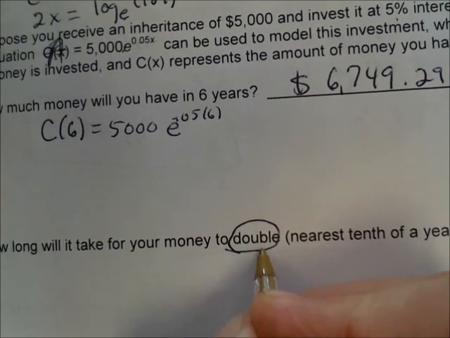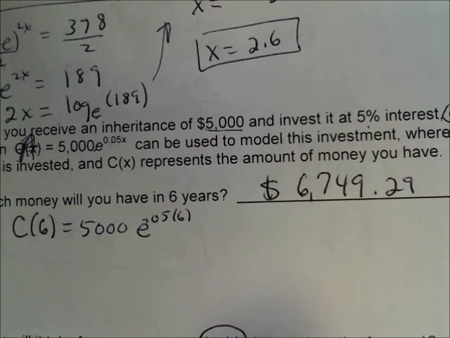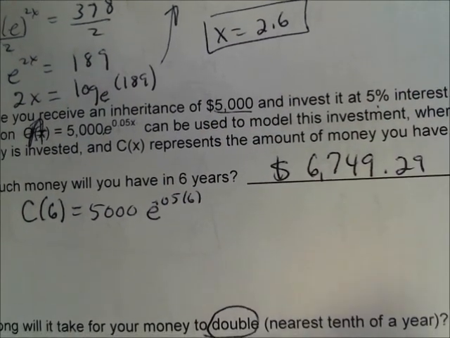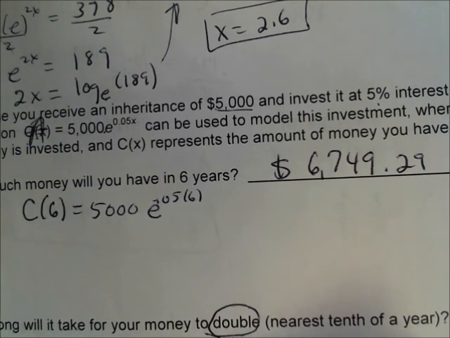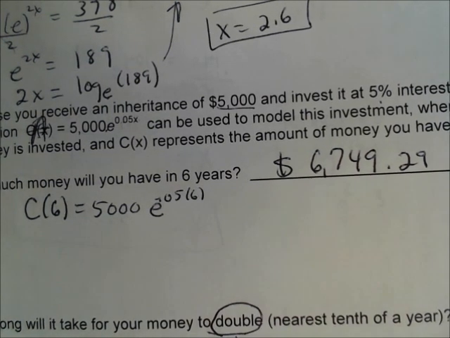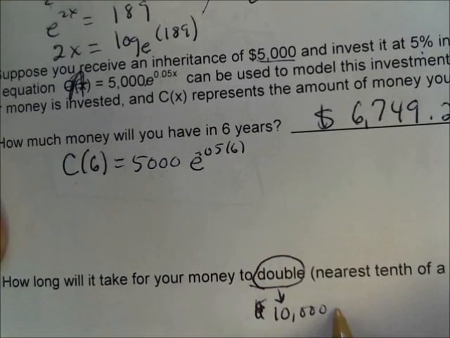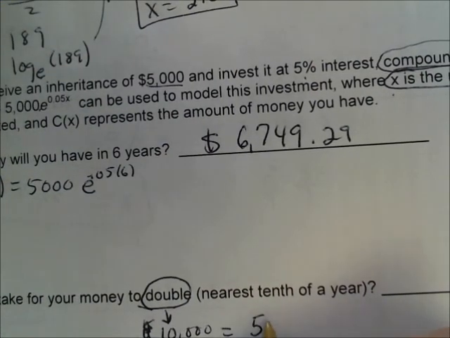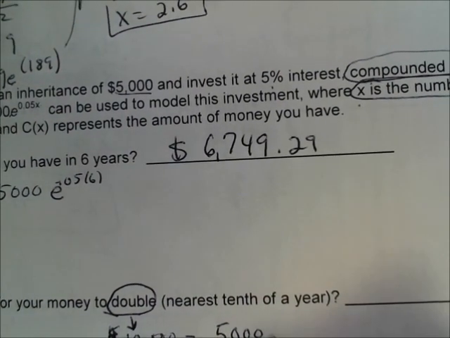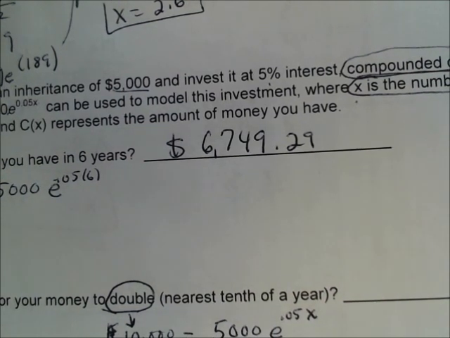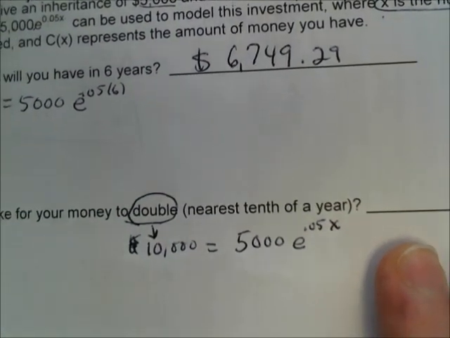How long will it take for your money to double to the nearest tenth of a year? Well, if we want our money to double, we had $5,000. So to double that, we'll get $10,000 if we want it doubled. So this amount, $10,000, is equal to the original equation, $5,000, times e to the 0.05 times x, because we want to solve it for years. x is the number of years. And so this time, instead of plugging in x equals a value, we're going to have to solve this for x.